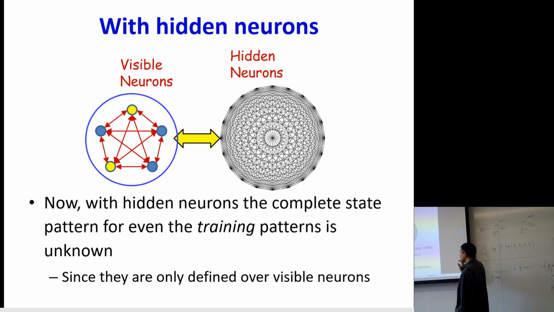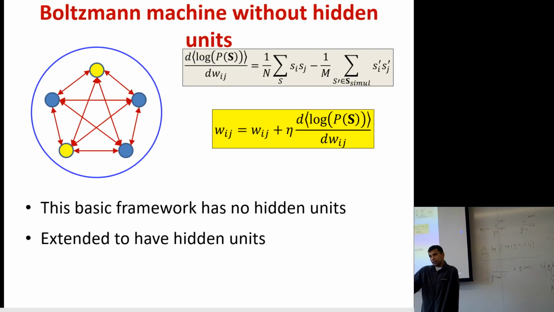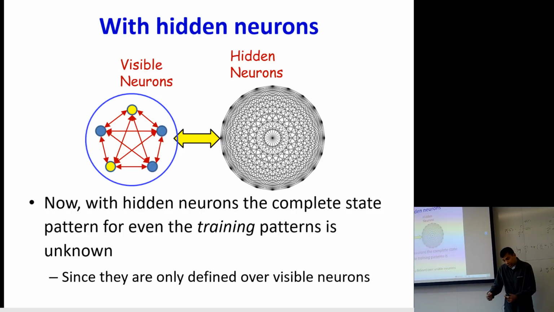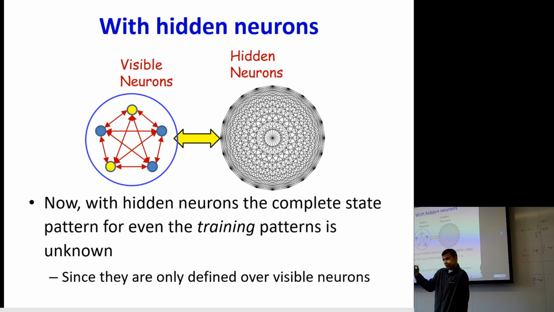So now with the hidden units, the complete state pattern is the problem with extending it. In the case of the Boltzmann machine with no hidden units, when I gave you training patterns, you knew exactly what the pattern was for each of the training instances. Once I extend it, even for the training patterns, I don't really know what the pattern is anymore. I just know the values of the visible units. I have no idea what values the hidden units took, since the patterns are only defined over visible neurons.